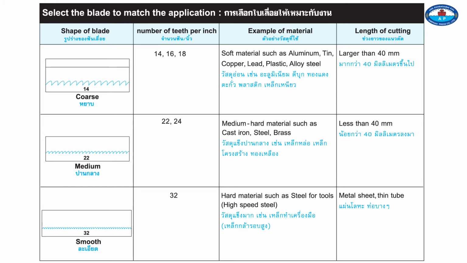Shape of blade: smooth. Number of teeth per inch: 32. Example of material: hard material such as steel for tools, high-speed steel. Length of cutting: metal sheet, thin tube.